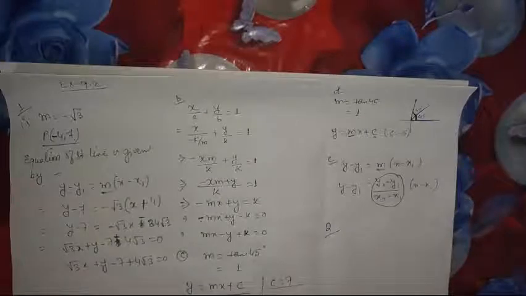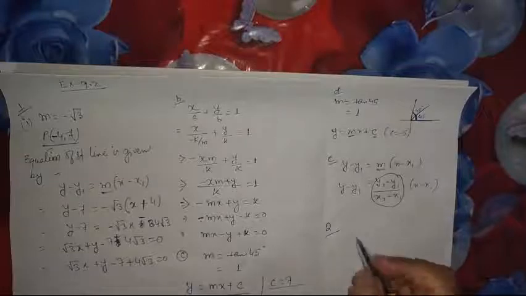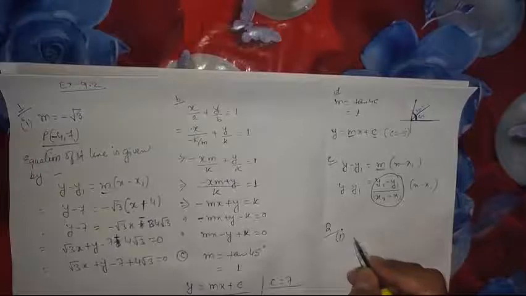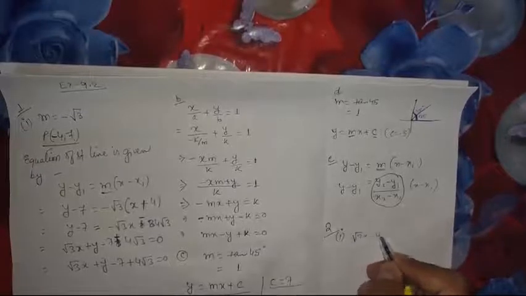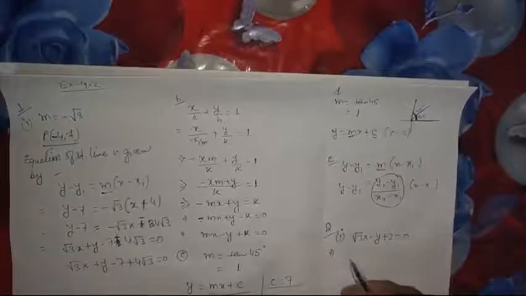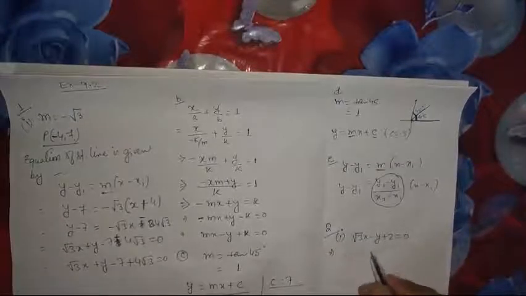Now see number B. Let's do number 1, that is the gradient form. The equation given in the question is root 3x minus y plus 2 is equal to 0. Gradient form means what? y equal to mx plus c.